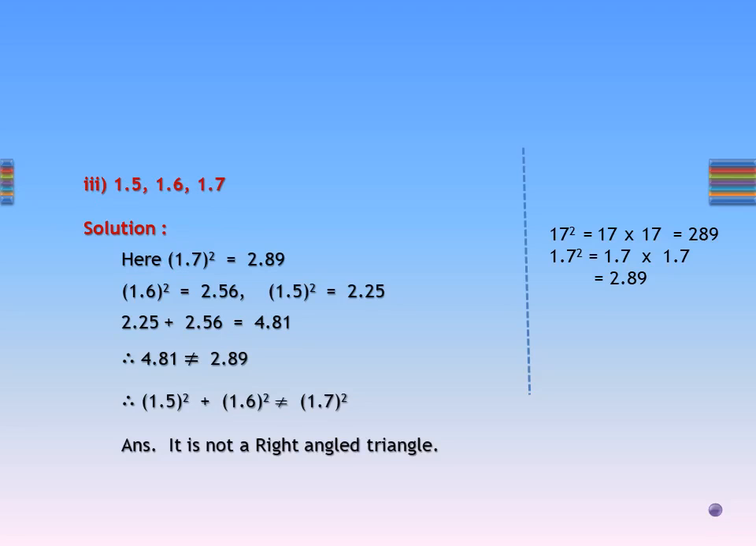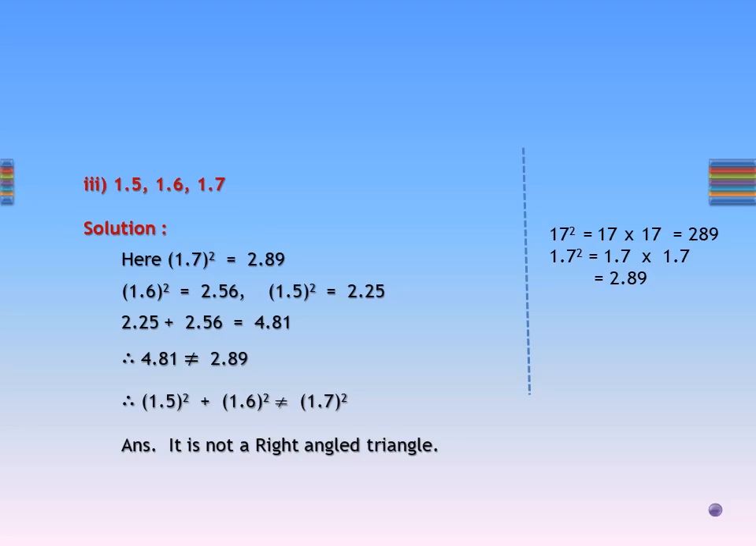Now let us check whether 1.5, 1.6 and 1.7 form a right angled triangle or not. Here among the three numbers, 1.7 is the biggest number and the square of 1.7 is 2.89. Now let us check how we get this. Just look at the working column. 17 square is 17 into 17, which is equal to 289. So 1.7 square means 1.7 into 1.7. Here after the point there are two digits, so the answer will be 2.89. So 1.7 square is 2.89.